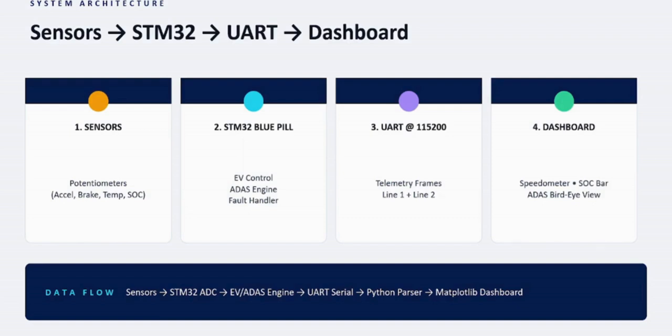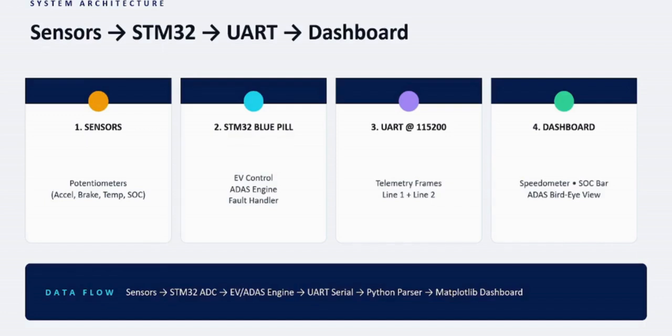The EV control module calculates speed, motor torque, battery consumption, regenerative braking, and vehicle range. The ADAS engine continuously checks obstacle distance and determines whether the collision warning or blind spot alerts should be generated. The fault handler monitors abnormal conditions like motor overheating, low battery, sensor failure, or communication failure.